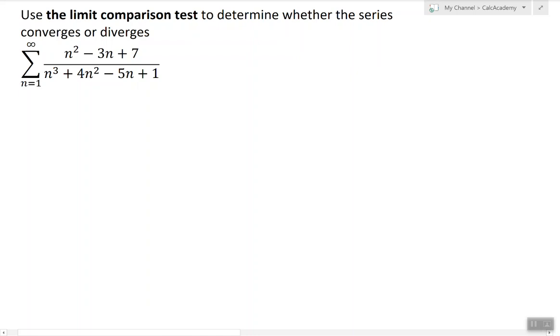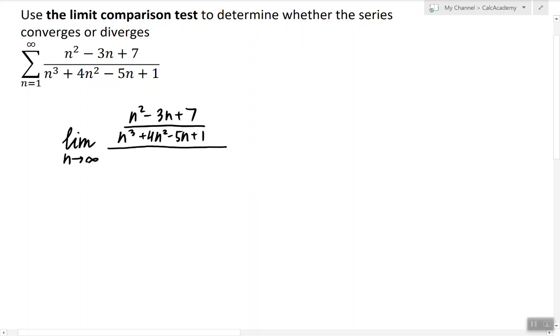In this video, I will show how to use the limit comparison test to determine whether the given series is convergent or divergent. And to use the limit comparison test means to find another series such that the limit of the ratio of the general term of the given series over the general term of the other series is equal to some number L, which is not infinity or 0.